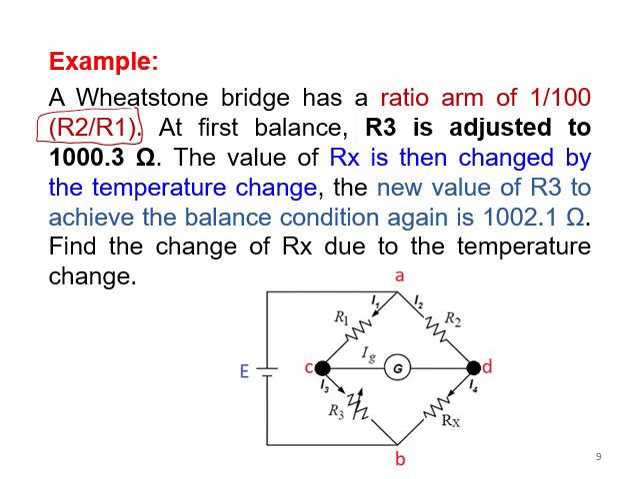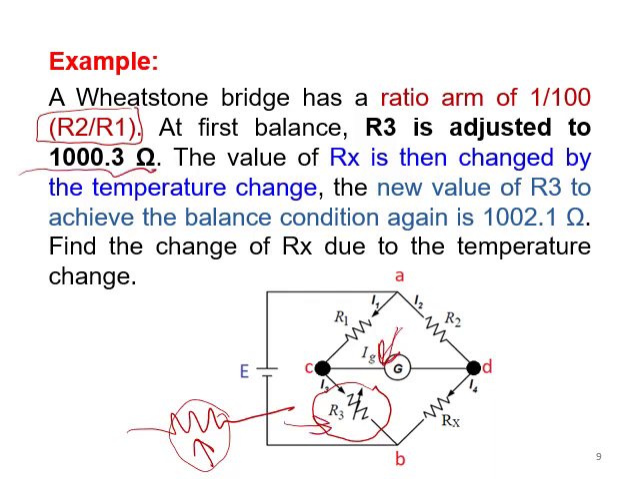At first balance means we are connecting the bridge, and we are going to adjust R3. R3 is variable, as you see. It's a variable resistor, so we adjust it until we get the current here 0. When I get the current here 0, I found that R3 equal to 1000.3 ohm.